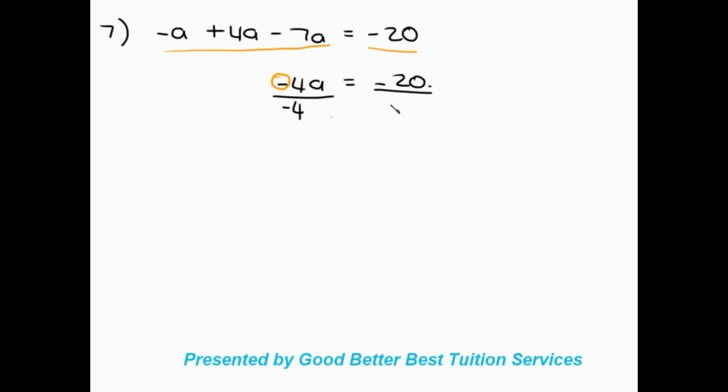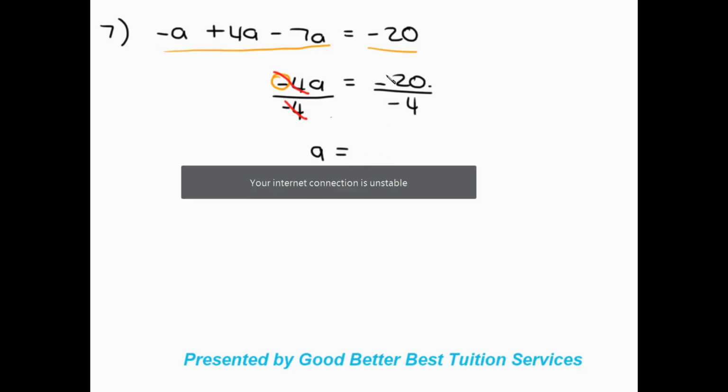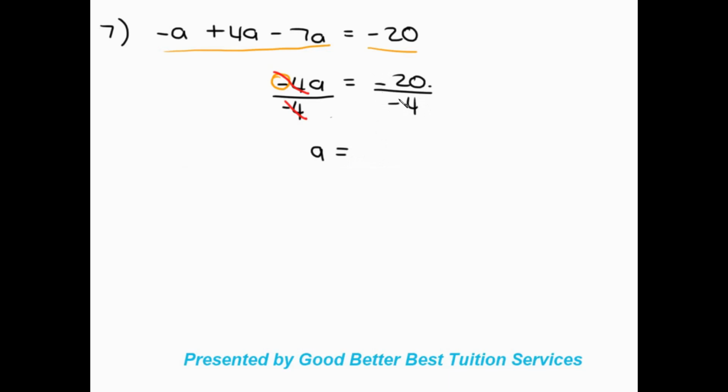What we do to the one side, we need to do the other side as well. So we have a negative 4. So now you can see that the negative 4 will cancel out to the negative 4. So what we will be left with on the left hand side is going to be a. And that's equal to, so we have negative 20 divided by negative 4. That's a negative divided by a negative, so we get a positive, okay? So we know we have a positive, then it's 20 divided by 4, which is going to give me 5. So therefore a is equal to 5.